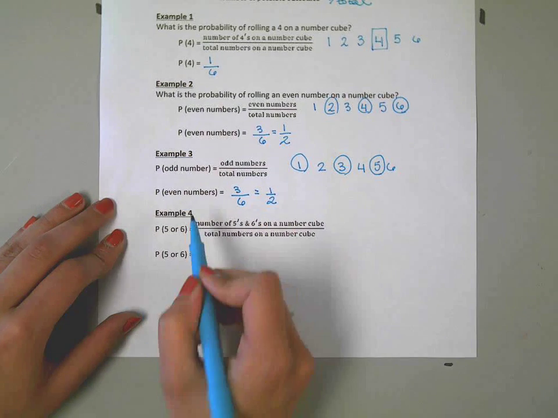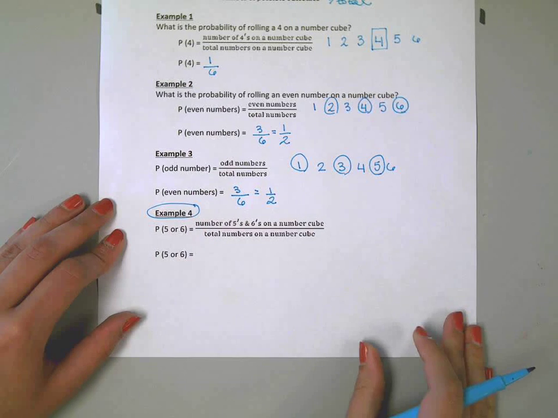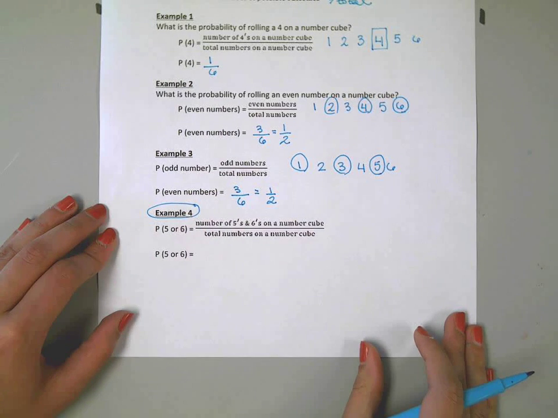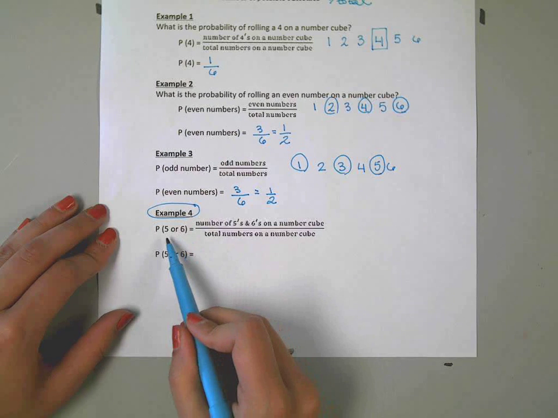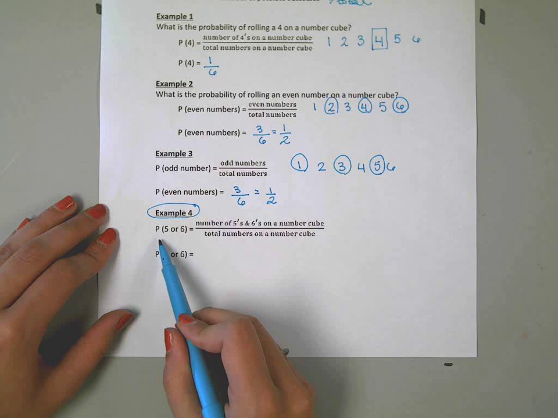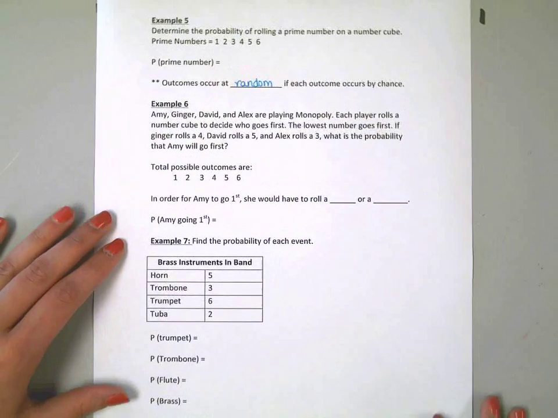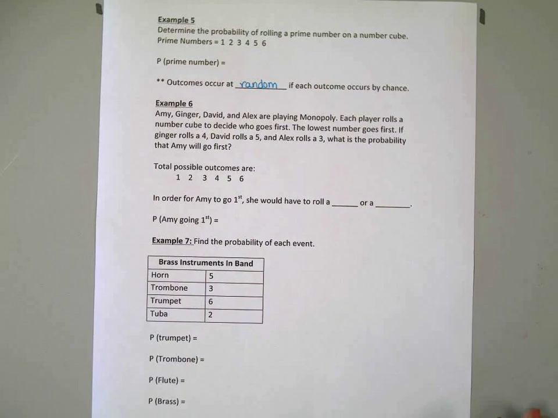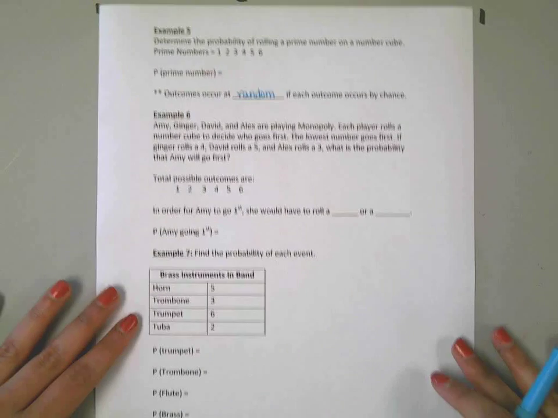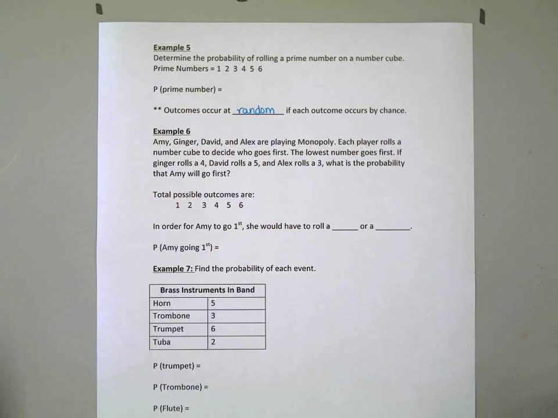Go ahead and try example 4 on your own, and we will go over the answers in class. Example 4 is asking you to find the probability of rolling a 4 or a 6 on a number cube. Let's take a look at example number 5. Example 5 is asking you to determine the probability of rolling a prime number on a number cube.